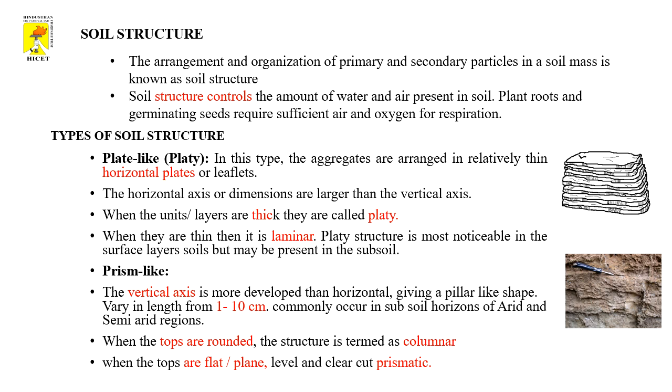Soil structure controls the amount of water and air present in the soil. In soil, an equal proportion of air and water is required. Otherwise, the soil is not able to give nutrients to the plants for their growth and metabolic activities. So the soil structure controls the amount of water and air present in the soil.